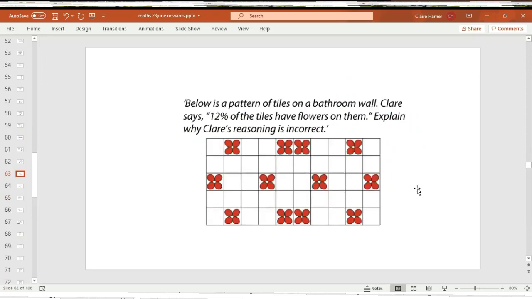Right, below is a pattern of tiles on the bathroom wall. Claire says 12% of the tiles have flowers on them. Explain why Claire's reasoning is incorrect. Think about everything you've learned so far about percentages. Think about the key numbers. Think about the equivalence facts. Pause the video and think about why she's wrong, and work out what the right answer should be.